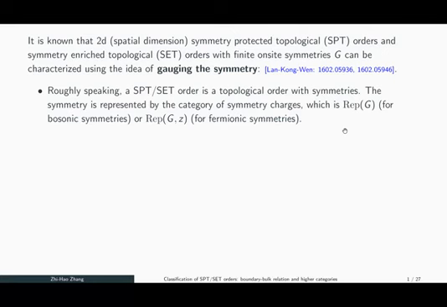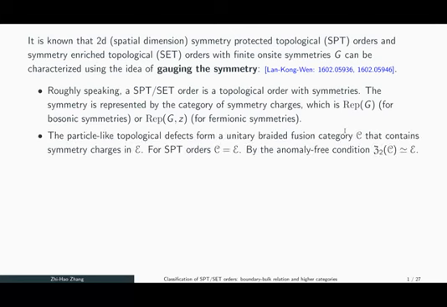Okay. So this is the category of symmetry charges, E. And then for this SPT order or SCT order, we can consider the particle-like topological defects. They can be fused and braided together, so they form a unitary braided fusion category C. And this topological defect category contains the symmetry charges, so C contains E. For SPT orders, by definition, C must be equal to E. By the anomaly-free condition, we will only consider anomaly-free SPT orders and SCT orders. So the Müger center of C is equivalent to E.